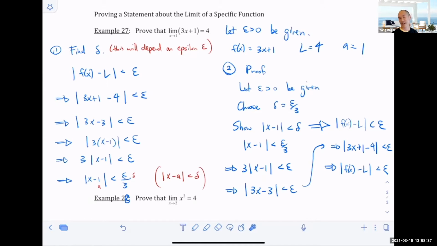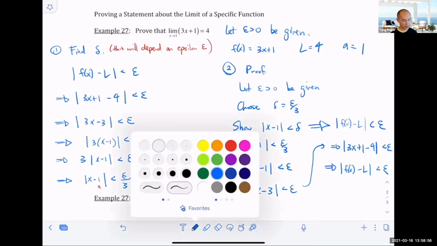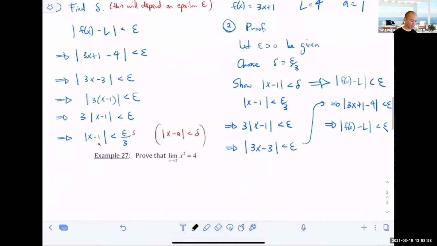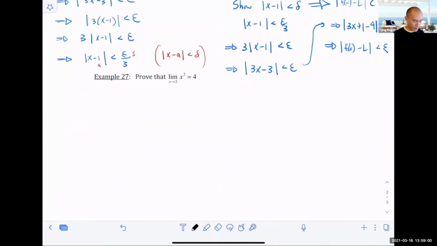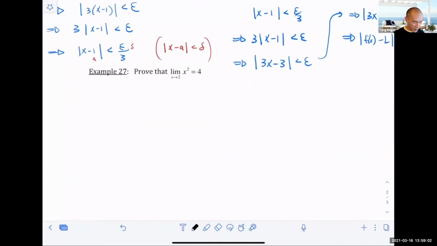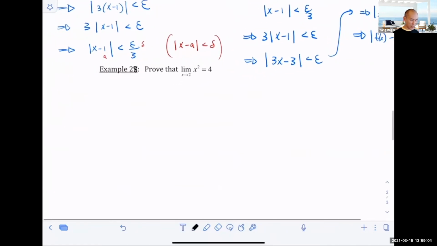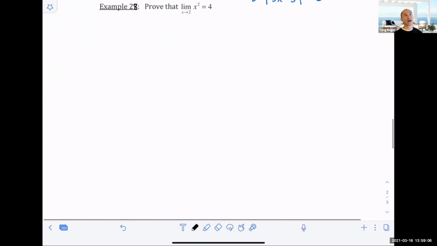But did anyone have any questions for me about example 27 or anything I've said before? All right. I'm going to reiterate one more time. You're not going to be tested on this. It's more exposure. Okay. So let me do this example for you. This example 28. And then we're going to leave this.